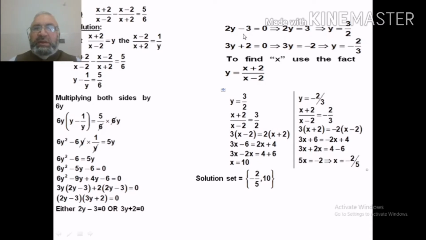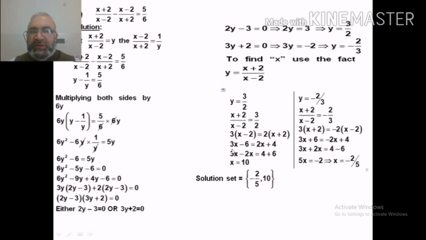Solving these two, we get y is equal to 3 by 2 and y is equal to minus 2 by 3. So to find the value of x, because the original equation is in variable x, by back substitution we put the value in this equation, (x plus 2) over (x minus 2) is equal to y. When y is 3 by 2, this becomes (x plus 2) over (x minus 2) is equal to 3 by 2. Solving this equation by cross multiplication, we get 3 into (x minus 2) is equal to 2 into (x plus 2).